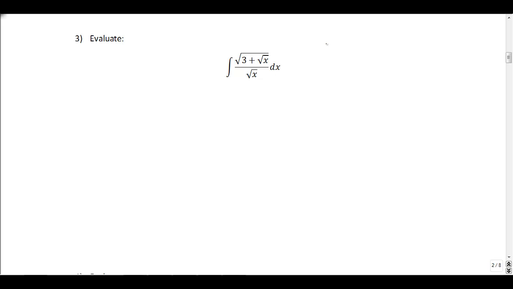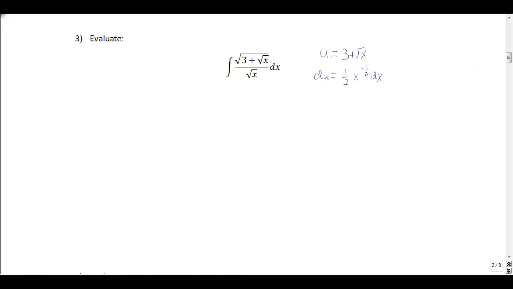Something to guess, I mean, you're sort of guessing and hoping something works out, is I'm going to let u be something underneath a square root. So something somewhat complicated under a square root. I'm going to choose 3 plus square root x here. So that's my u. Well, then du, so remember square root x is x to the 1/2. So the derivative is 1/2 x to the negative 1/2 dx.